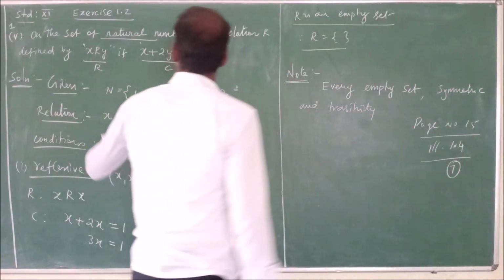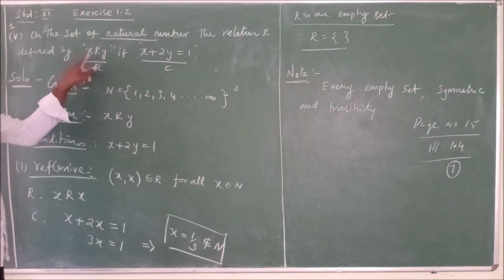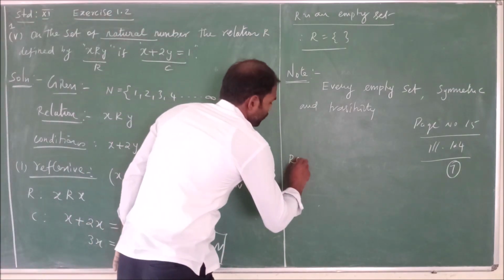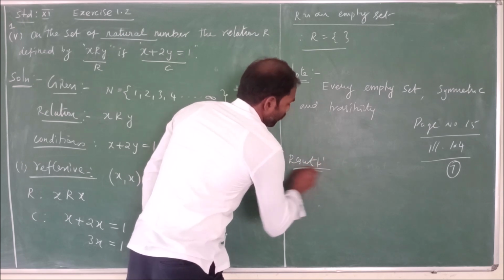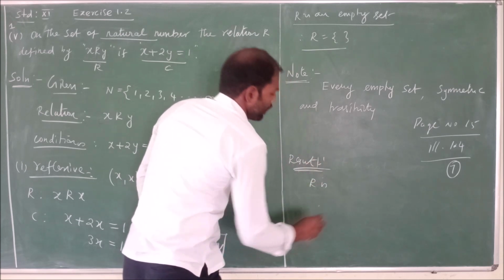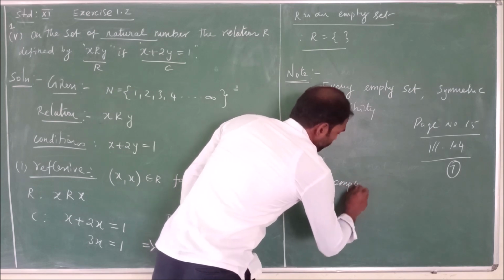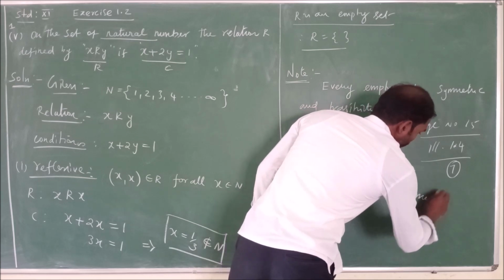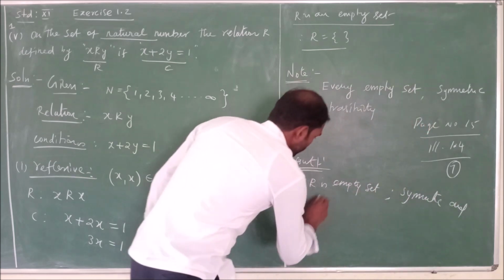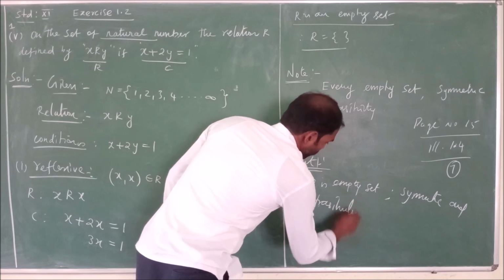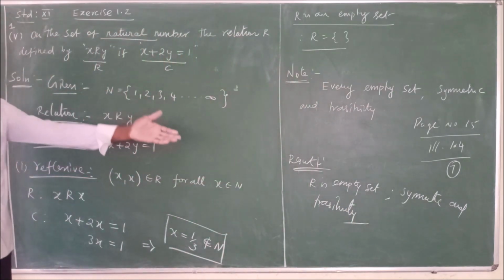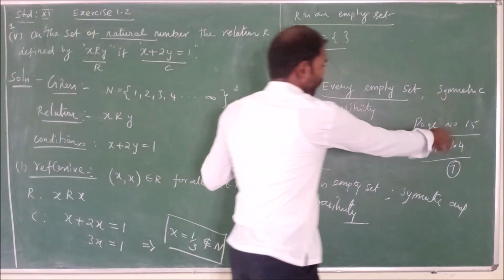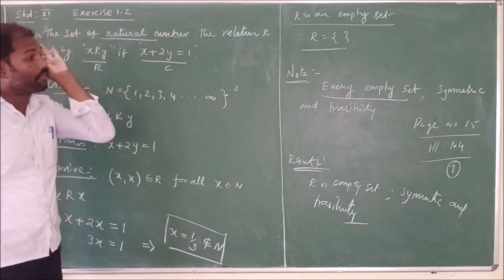So the relation x related to y, it is a result that R is an empty set. It is symmetric and transitive. R is an empty set, symmetric and transitive. It is a result from page number 15 of the textbook.